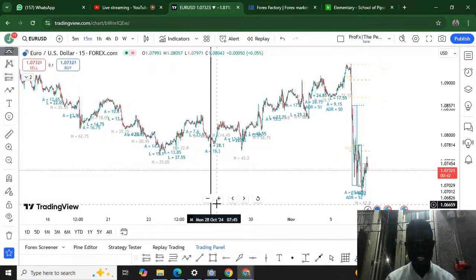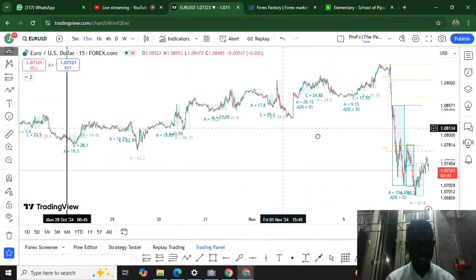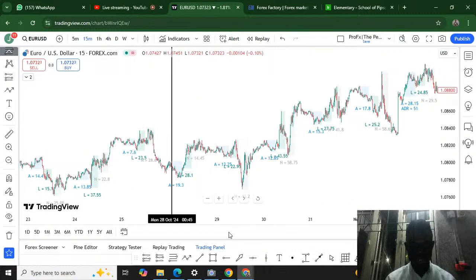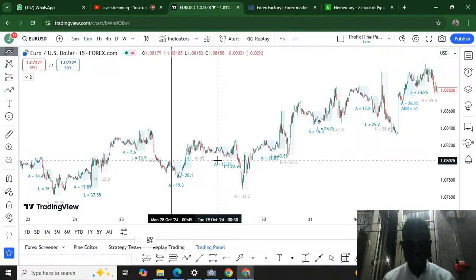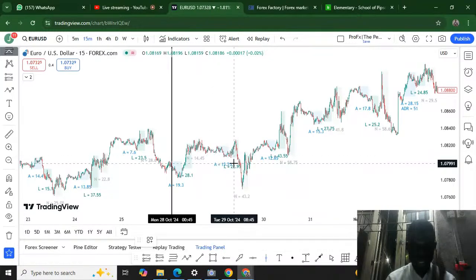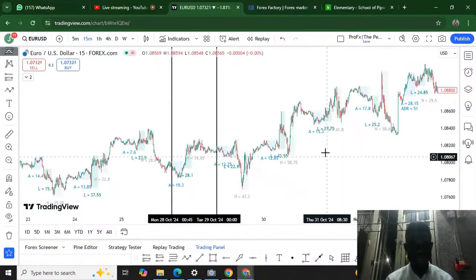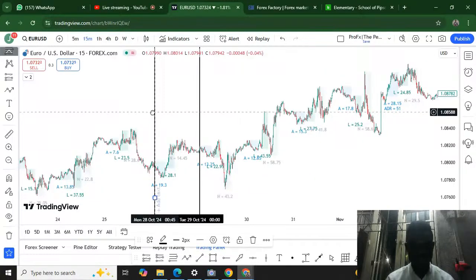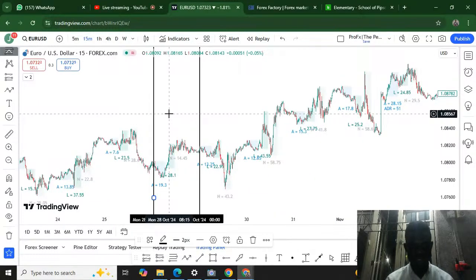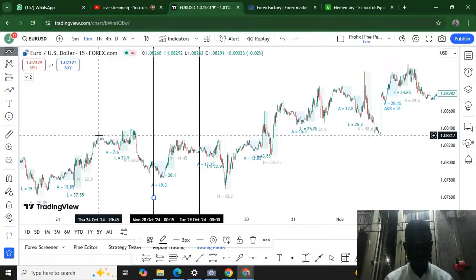So Monday is usually the accumulation period. So that's why I now see the reason why my method says don't trade on Monday and Tuesday. You wait till Wednesday. Why? Because Monday and Tuesday is usually just accumulation and manipulation. So usually you don't trade on Mondays and Tuesdays. You wait till Wednesday before you trade. So I now see the reason why.